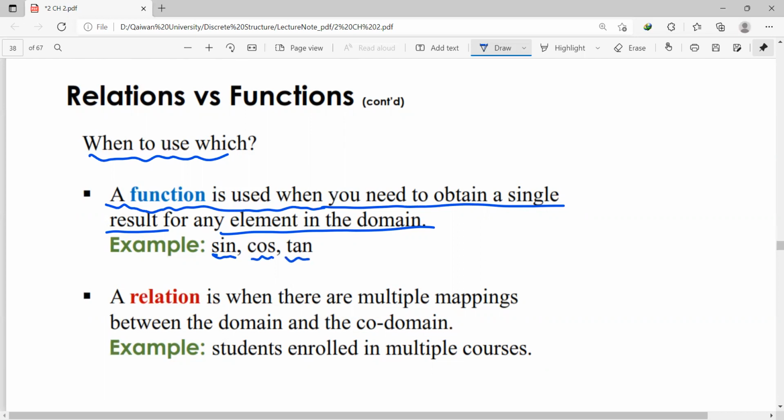These are functions. And relation, if we want to get multiple images or multiple outputs for each element of the domain, or for any element of the domain, in this case we use relation. Here we use relation when there are multiple mappings between the domain and codomain. That means if you want to get more than one image for any of the elements of the domain, in this case we use relation.